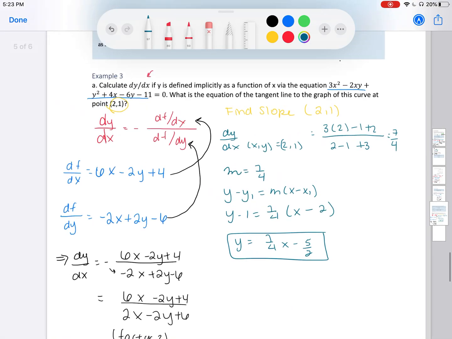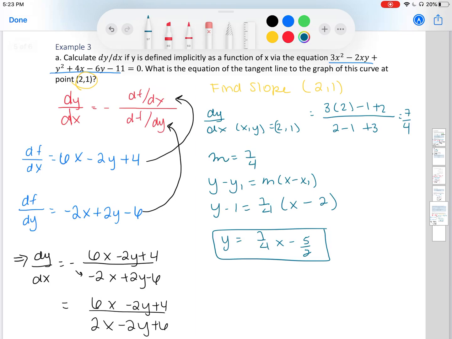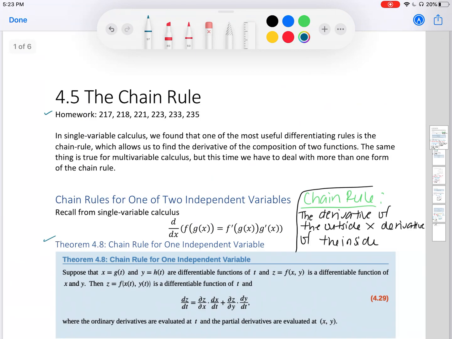Not so bad, right? Okay, this was Chain Rule, section 4.5. Hope you enjoyed it. Thanks.